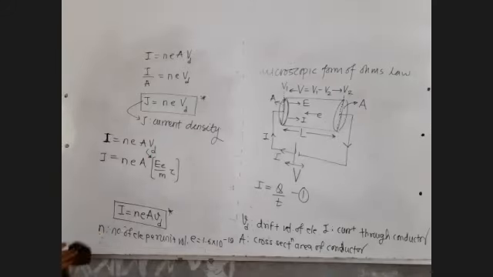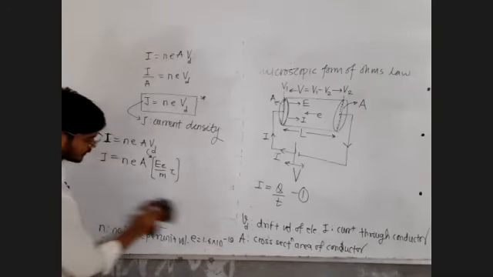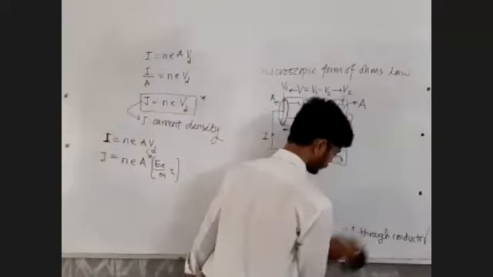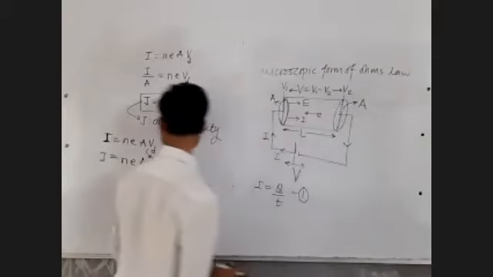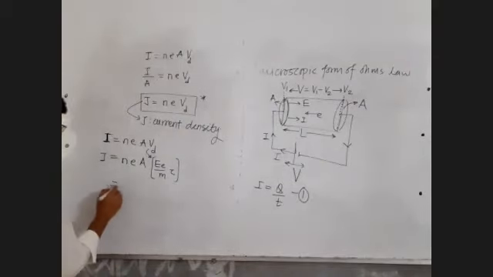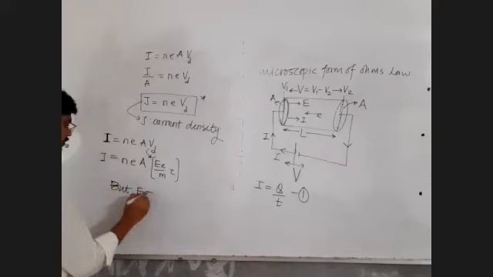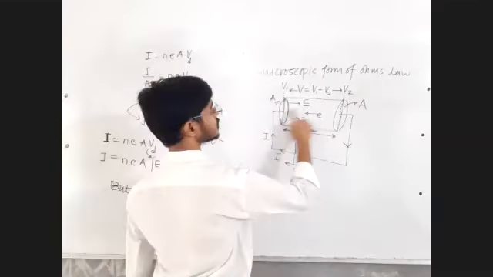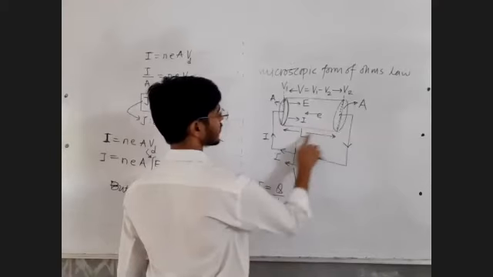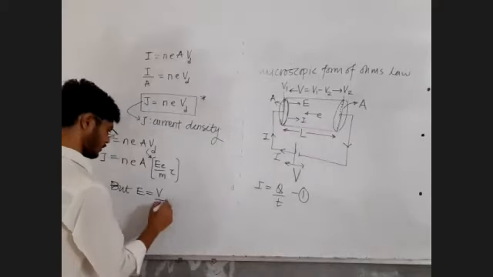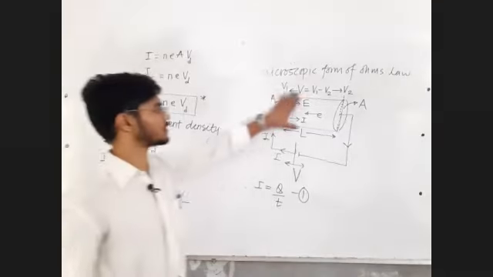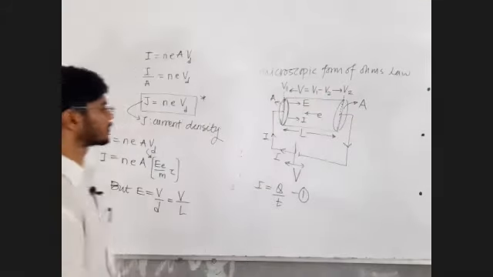Now, the electric field can be written as potential difference upon distance. E is equal to V upon d. V is the potential difference. Instead of distance, write L. So E is equal to V upon L. You can take this entire electric field as uniform, no problem.